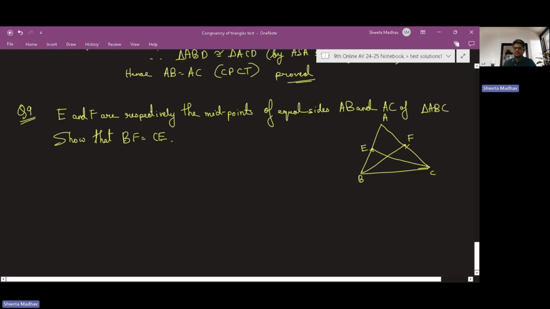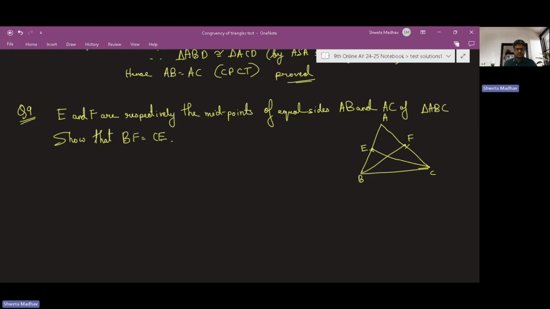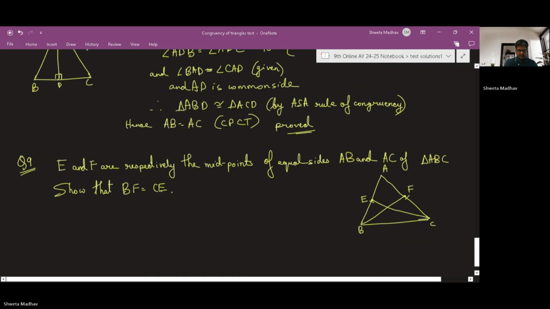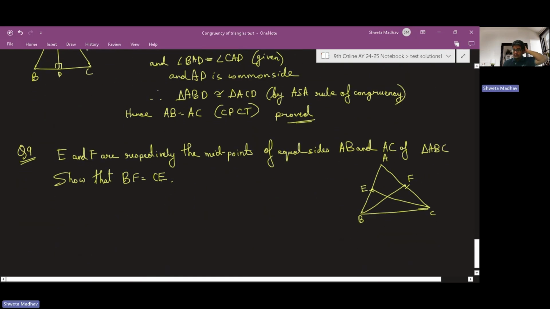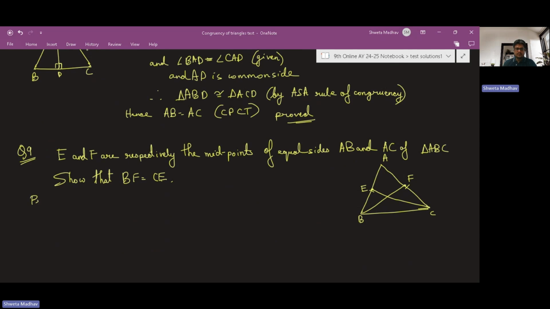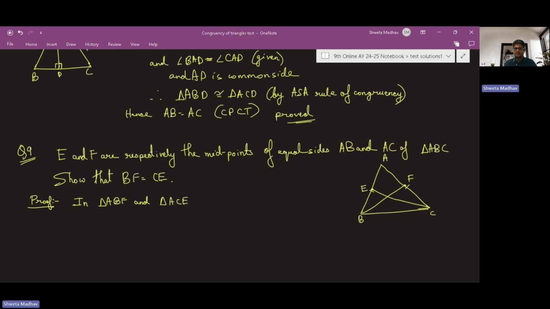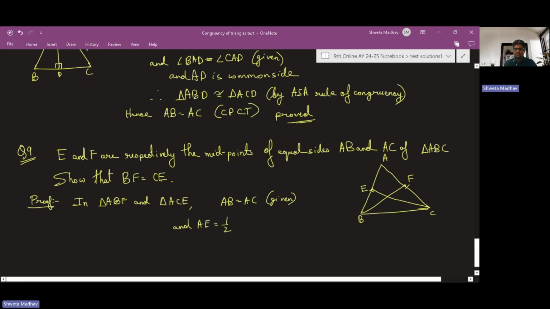So now, first we have to write what is given and what is to be proved, and then how to prove it. The proof is that you see that in triangle ABF and triangle ACE, AB is equal to AC, which is given, and AE we can say is equal to half of AB.